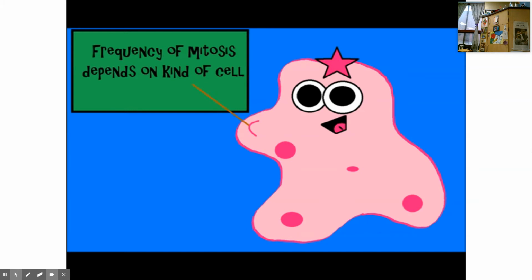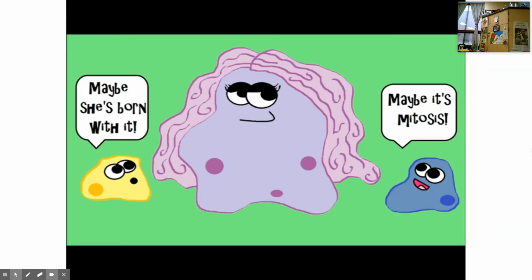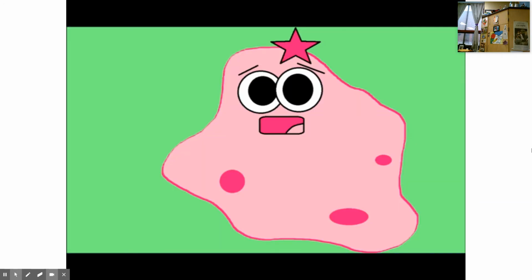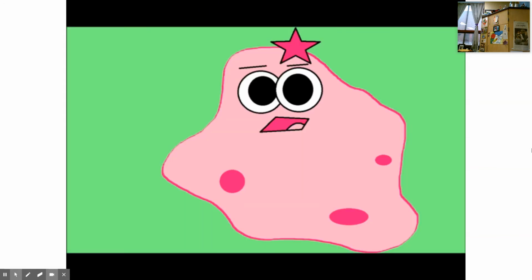For example, your hair follicle cells, they do mitosis frequently, which is why your hair can grow up to half an inch every month. But other cells, like, for example, your brain cells, your neurons, some of them actually do not perform mitosis, which is why if you have some type of major injury to the spinal cord or to the brain, sometimes those do not heal very well because those cells, they do not replicate.